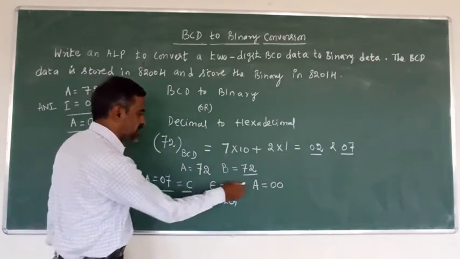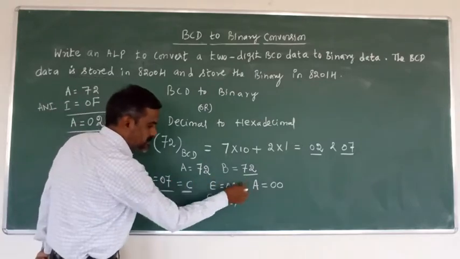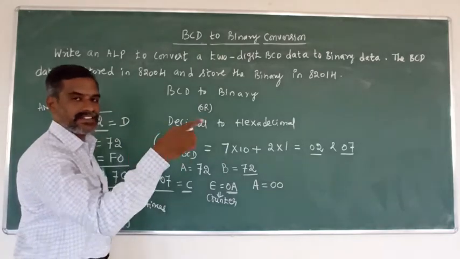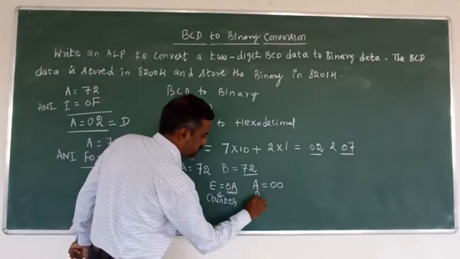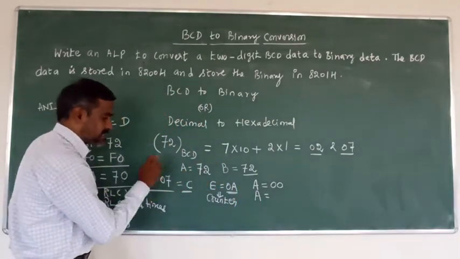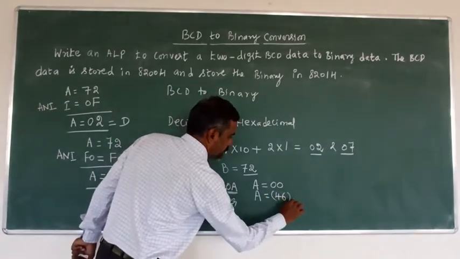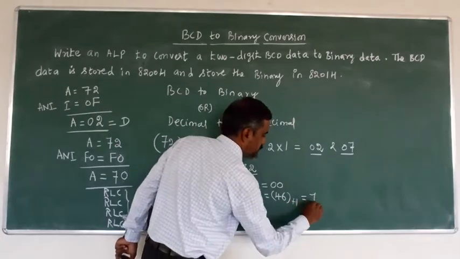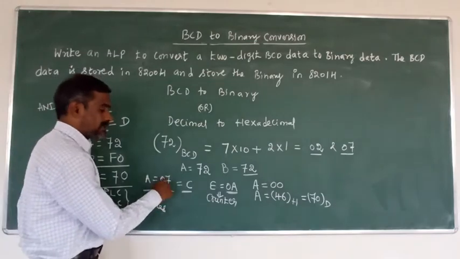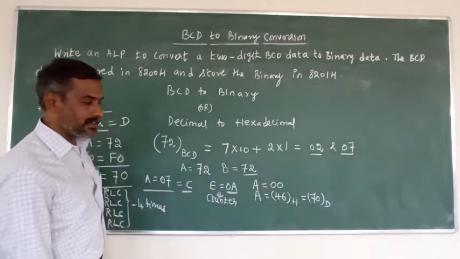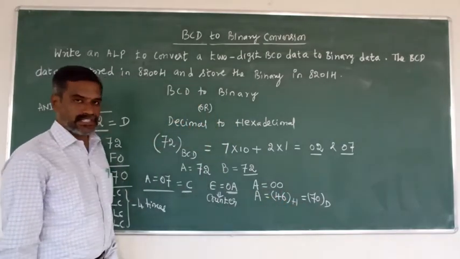Now we can add with A and C. How many times? 10 times. 7, 7, 7, 7, 7 into 10 times. After 10 times addition, now the result we get is 46 in hexadecimal, and the corresponding decimal is 70. Okay, 7 10 times. Now result 70 in decimal and corresponding hexadecimal value 46.